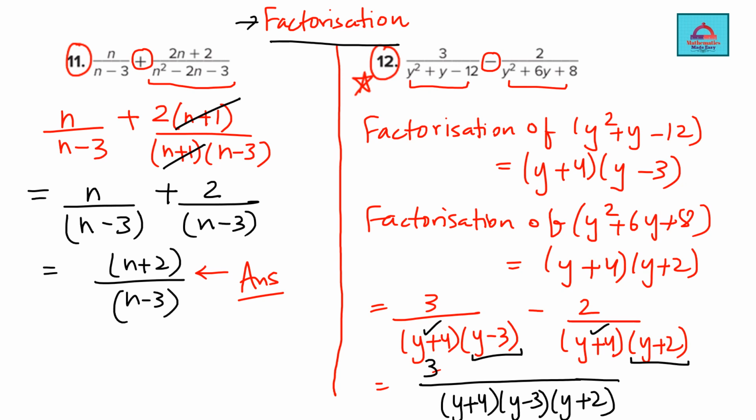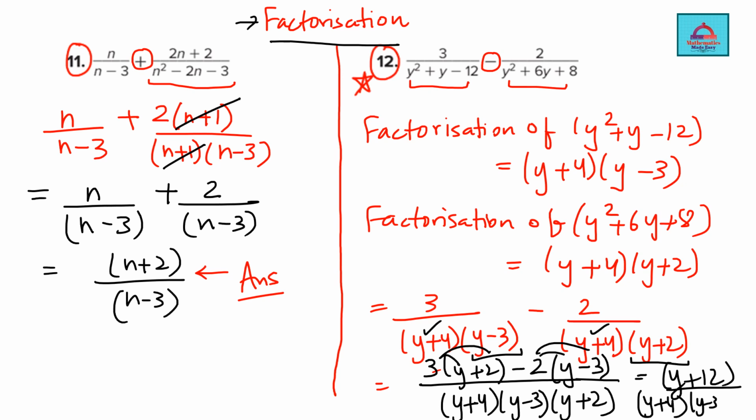So y plus 4 is there, y minus 3 is there. So y plus 2 minus 2 times what is missing, y minus 3. So just simplify now the numerator, do the multiplication well, collect like terms, and your final answer will come out to be y plus 12 divided by y plus 4 multiplied by y minus 3, y plus 2. Here we don't have any cancellation.